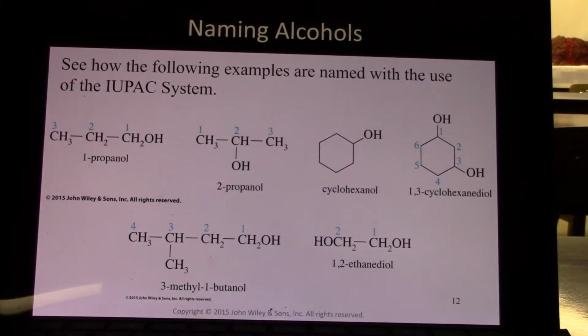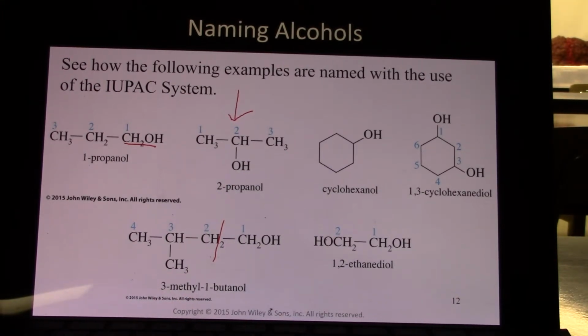So propane becomes propanol. Methane becomes methanol. Ethane becomes ethanol. So we have 1-propanol. The OH is coming off of carbon number 1, right there. 2-propanol, that's isopropanol, that's like rubbing alcohol. The OH is coming off of the secondary carbon in the middle there.